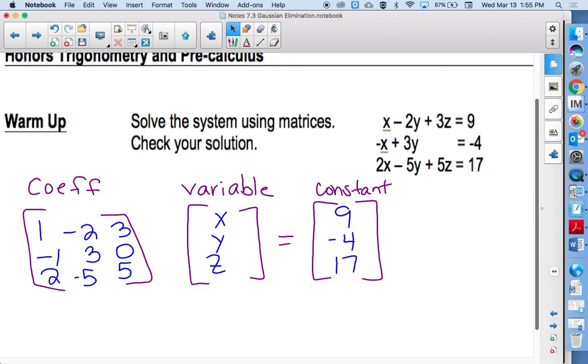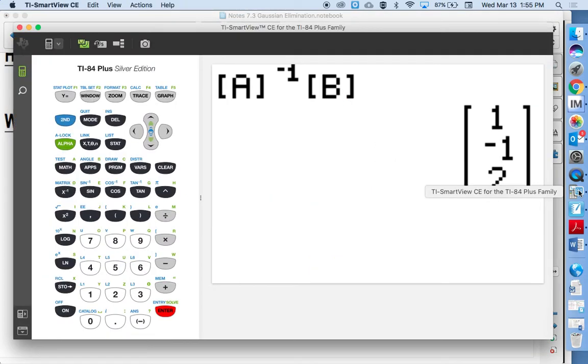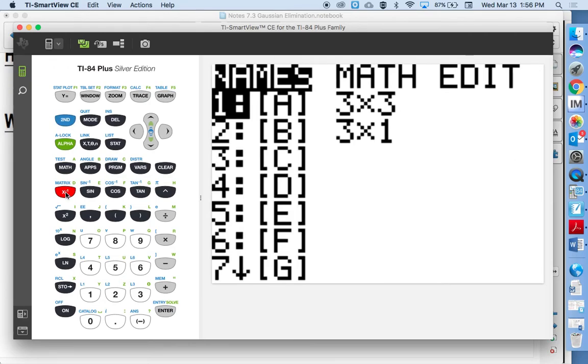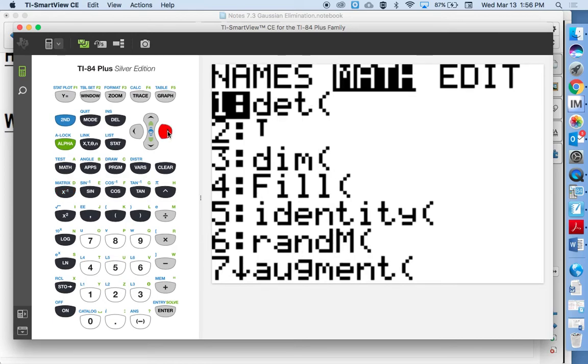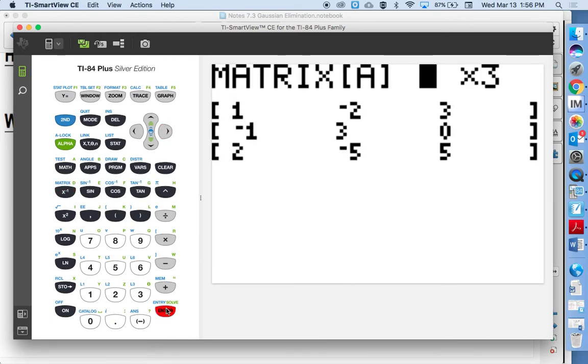So in your calculator, you're going to hit the second button in matrix, which is that x, -1. And you're going to go over to edit and hit enter. It's a 3 by 3. Enter those data values in. So it's second x, -1.